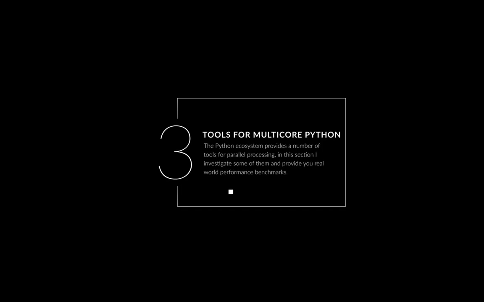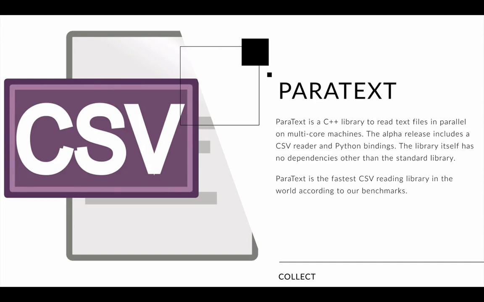Now we begin our session on tools for multi-core Python. The Python ecosystem provides a number of tools for parallel processing. In this section, I investigate some of them and provide you real-world performance benchmarks. Getting data into your pipeline can be very time-consuming.